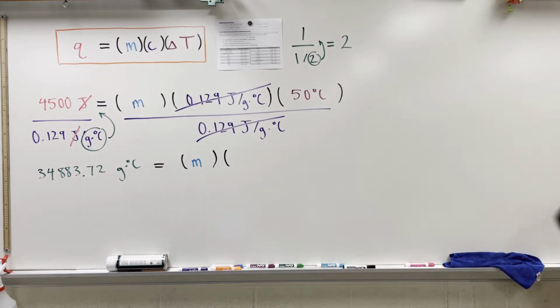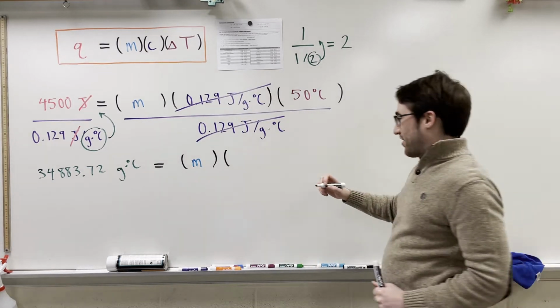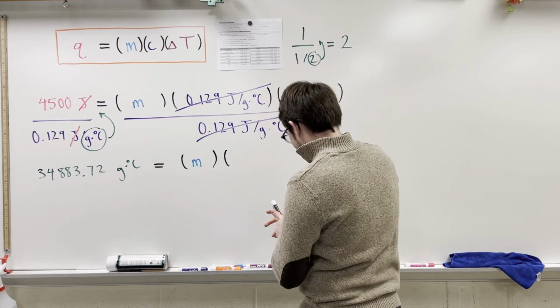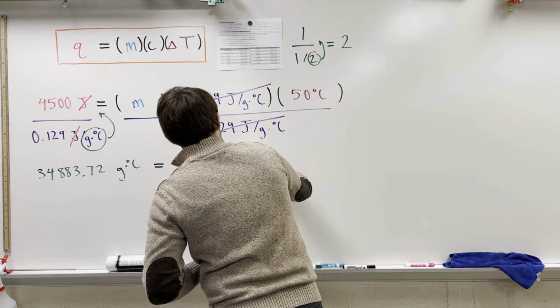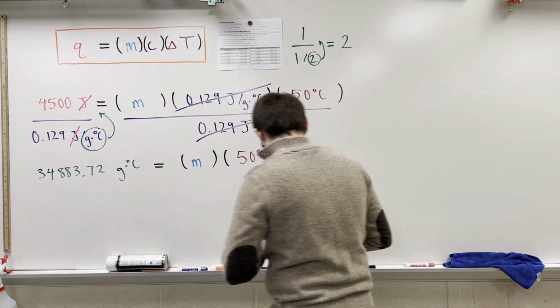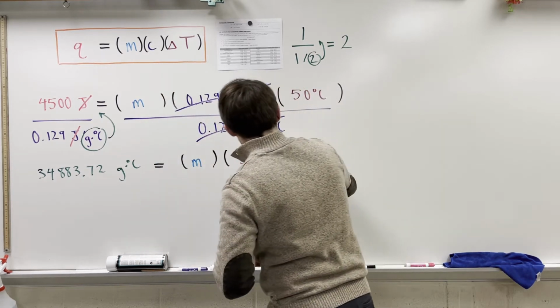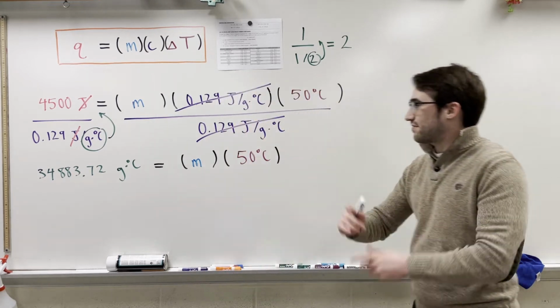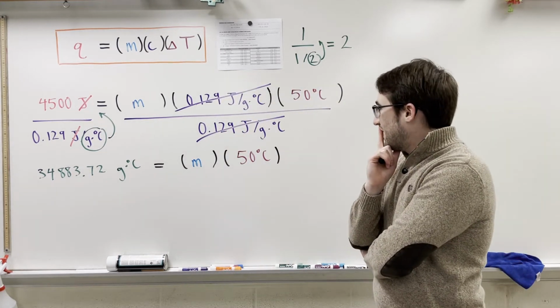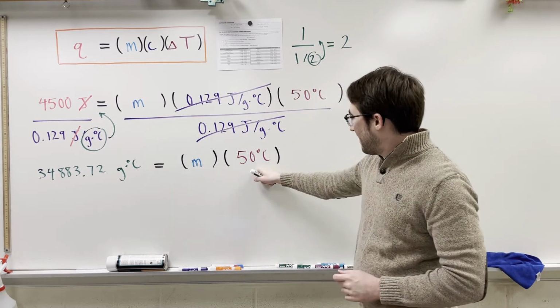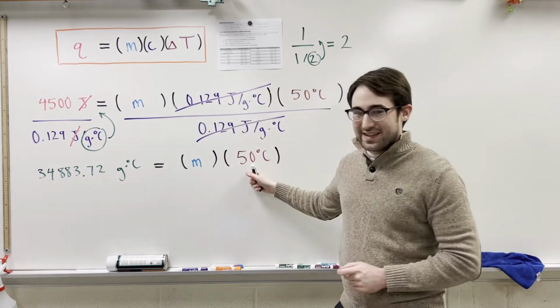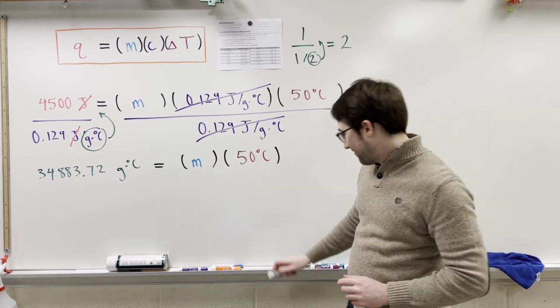Just flung my marker. Well, I don't actually need that one. This one here. 50 degrees Celsius. So if I want to calculate the mass, I just need to divide both sides by this last thing that's kind of up against the mass here.